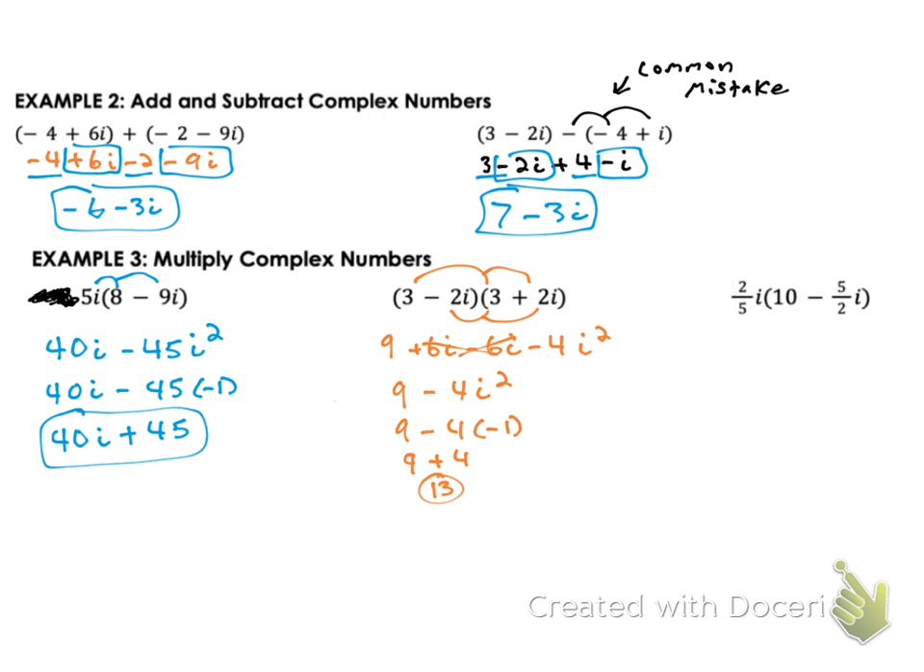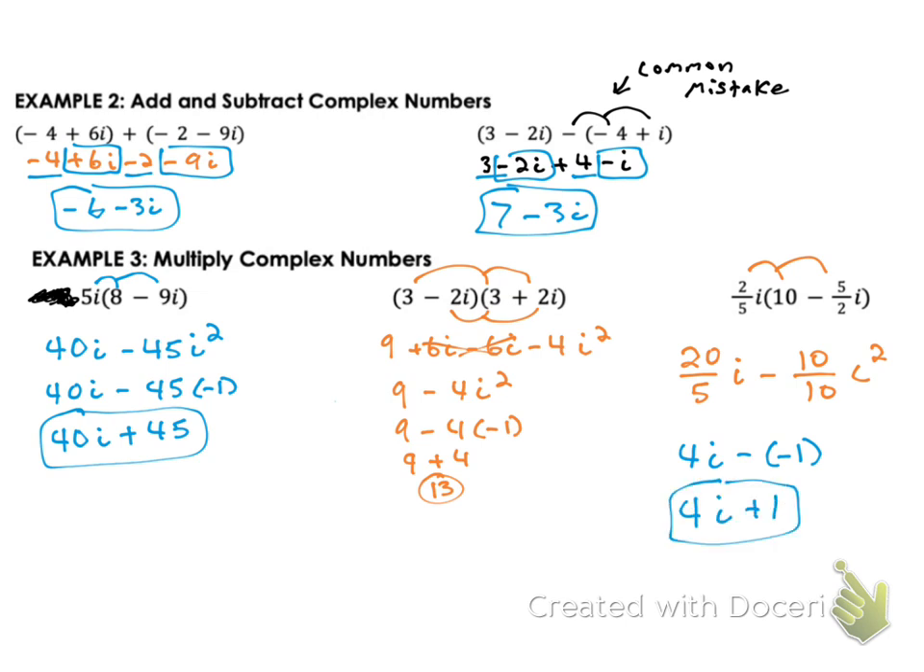Here, monomial times a binomial. All right, we need to distribute. What's 2/5 times 10? 4. Good. So that'll give us 4i minus. What's 2/5 times 5 halves? 1. So that'll be minus 1 times i squared. All right. So i squared is negative 1. So that'll be minus a negative 1, which will give us plus 1 there.